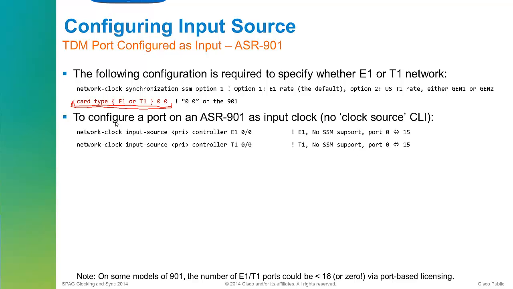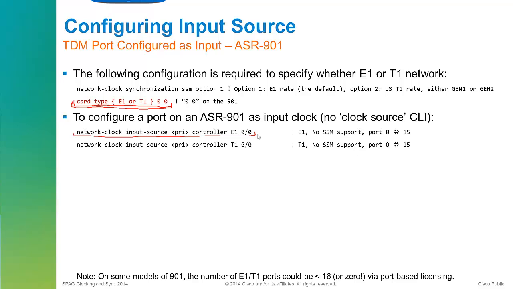00 on the 901 means all those 16 ports that are sitting there. So that will configure for T1 or E1 CLI from that point forward. Default is E1, so as it comes out of the box, you don't need to do anything for E1, but you can then go and say, okay, I am getting input clock from my E1 port 00.